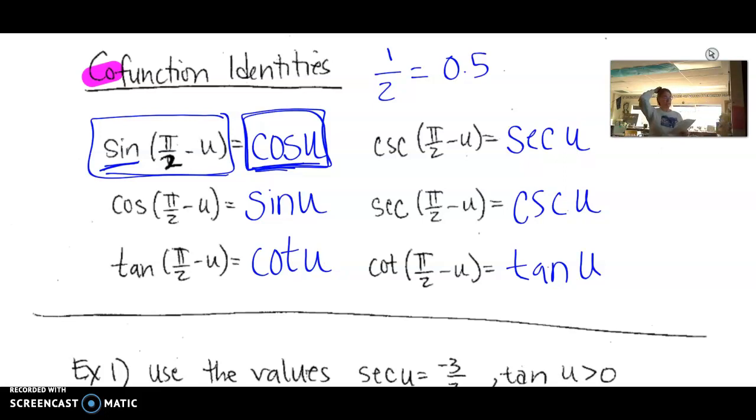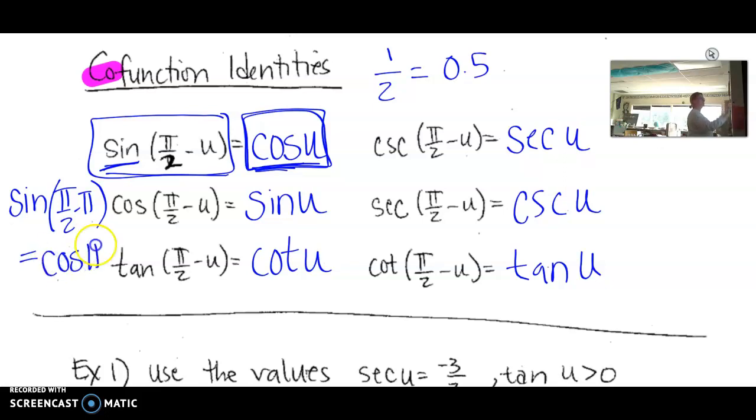If you want to look at how that would apply, let's say you were going to find the sine of pi over 2 minus pi. That output would be identical to the cosine of pi, because I replaced the u with a pi. And cosine of pi is relatively easy to find. Hopefully you remember, think to yourself, what is the cosine of pi?